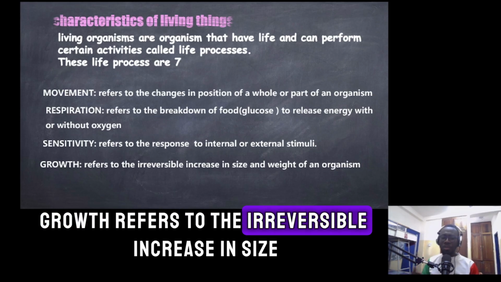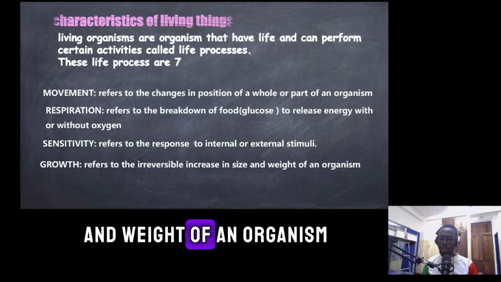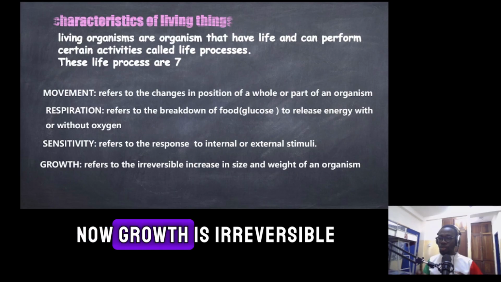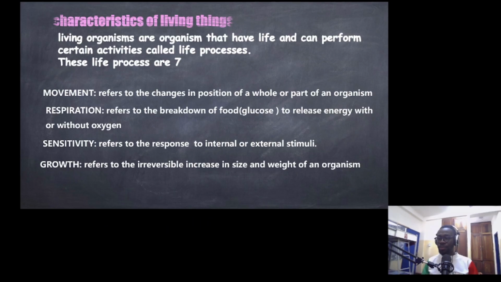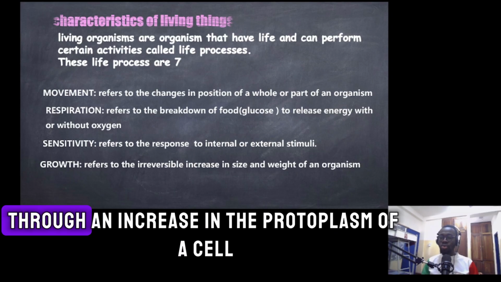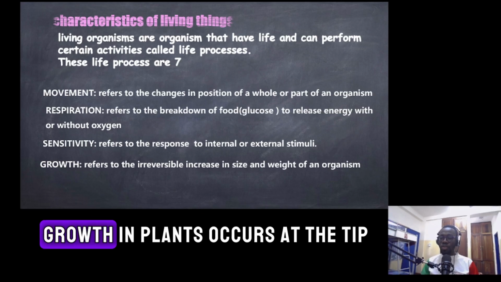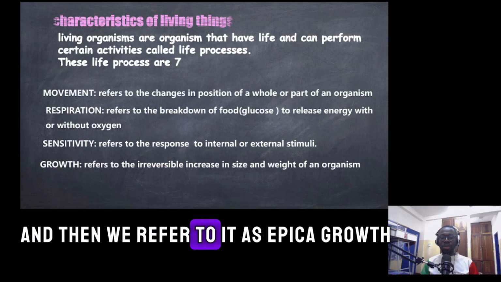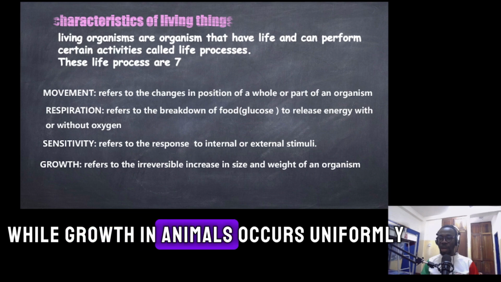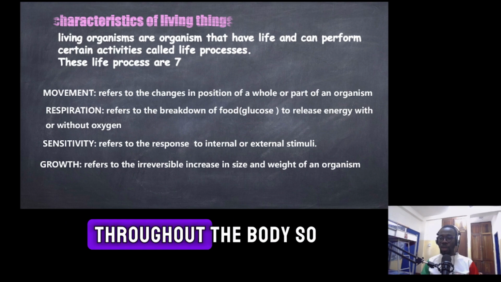Okay, let's talk about growth. Growth refers to the irreversible increase in size and weight of an organism. Now, growth is irreversible. Growth occurs through an increase in the protoplasm of a cell. Growth in plants occurs at the tip, and we refer to it as apical growth, whilst growth in animals occurs uniformly throughout the body.